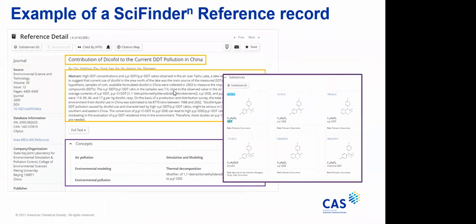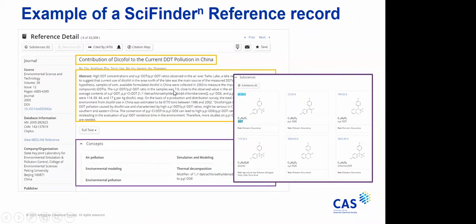So this is an example of how a reference record looks in SciFinder-n. It's not a full text database, all right? We provide the full text links, but in SciFinder-n itself, you can't download the full text. You can see the title and abstract, and then we have a section called concepts as well. All this information is based on what is reported in the full text, and then we add it into SciFinder-n, so you can have a peek at all the important information without having to go to the full text yet.